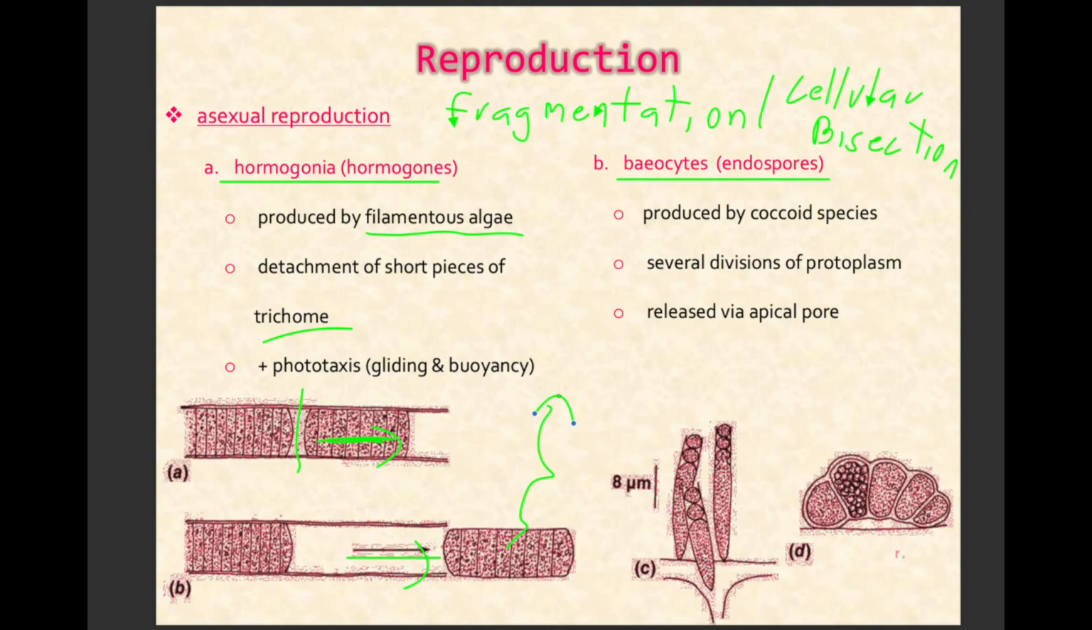Your baeocytes or endospores, on the other hand, are usually produced by your coccoid species by several divisions of the protoplasm. So you can see right here, these are usually ejected or released via the apical pores or the apical portion of your organism. Your baeocytes, your endospores, are essentially smaller daughter cells, similar copies, since this is asexual. So those are your baeocytes and your hormogones.